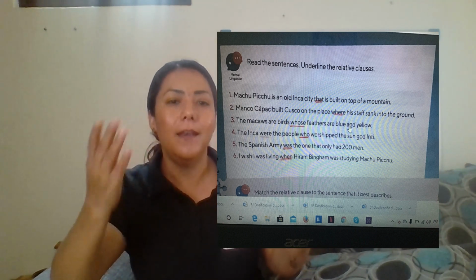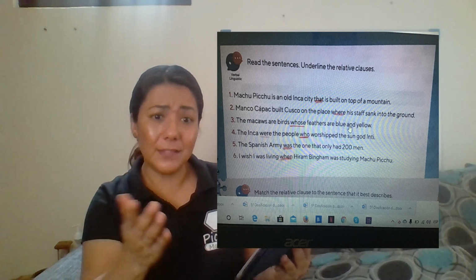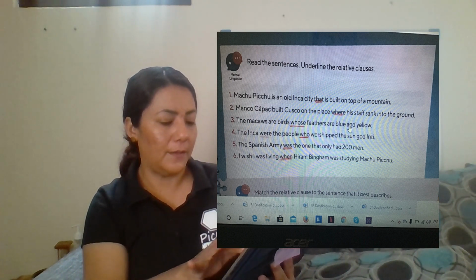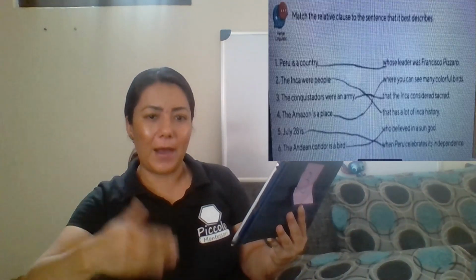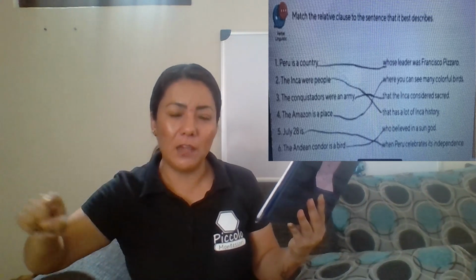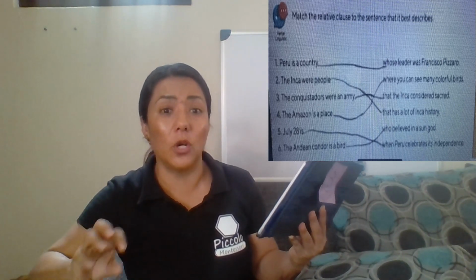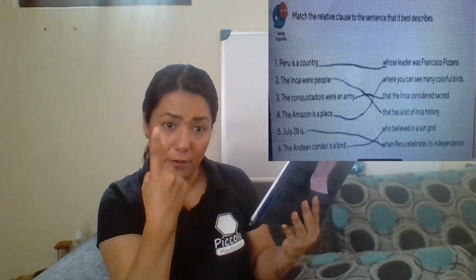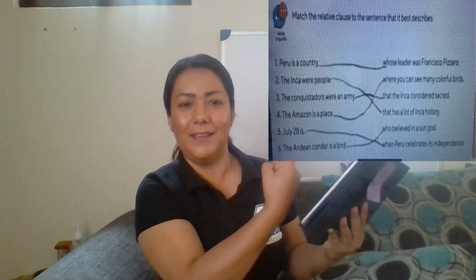Okay, now the last thing that I want to show you is, look at this picture. It's in the same page. It is about relative clauses, but I'm not paying attention if the activity is correct or not. I'm paying attention first to check.